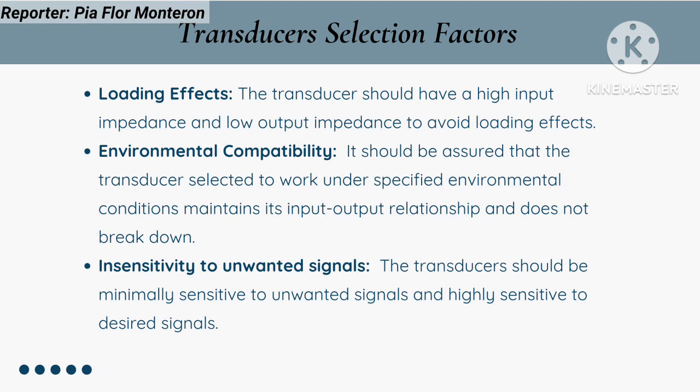Okay, I'll now continue explaining the remaining factors we consider when selecting a transducer. Starting with loading effects. The transducer should have a high input impedance and low output impedance to avoid loading effects. When we measure a system, the transducer interacts with it. Loading effects occur when this interaction alters the system's behavior, potentially affecting accuracy. To minimize this, the transducer should have high input impedance and low output impedance.